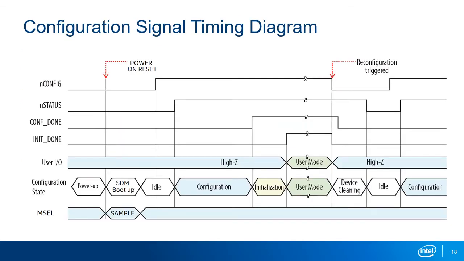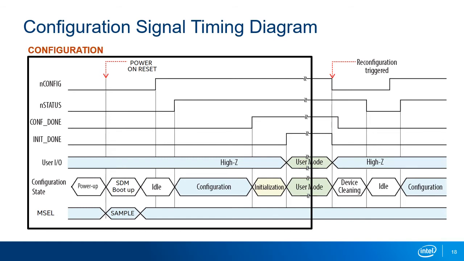This configuration timing diagram depicts two events, configuration and reconfiguration. All configuration control signals are active high and are assumed to be in low state initially. After the Agilex device is powered up, as per the proper power-up sequence, the SDM boots up and samples the MSEL pins to determine the FPGA configuration scheme to be used. Assuming the nCONFIG pin is held low, the SDM enters idle mode after completing its boot-up. When the nCONFIG pin is pulled high, the SDM initiates configuration and signals the start of configuration by driving the nSTATUS pin high.